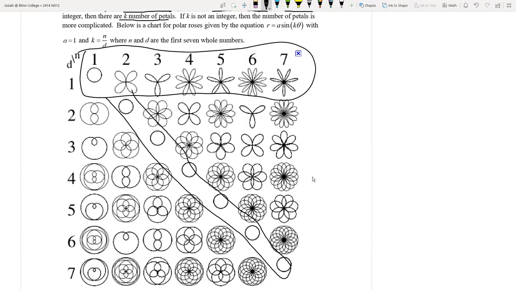All right, so that will then wrap up our section on polar points and curves. What we will do next section is we'll actually start doing calculus on these polar curves.